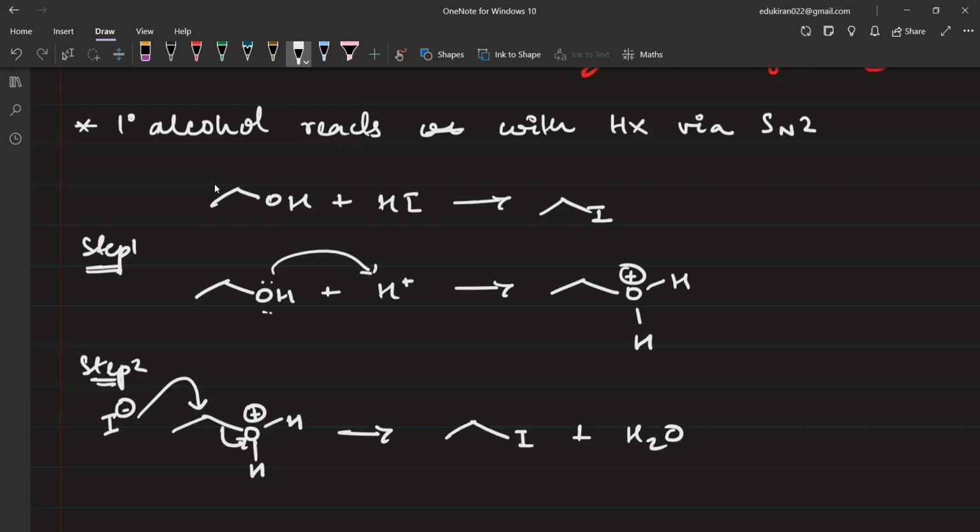As you can see, ये दो step में हो रहा है, but the first step is protonation of alcohol. But look at step 2. There are two things happening simultaneously. The nucleophile is attacking, and the leaving group is leaving, in a single step. So this is an SN2 reaction. Okay, it happens via SN2.